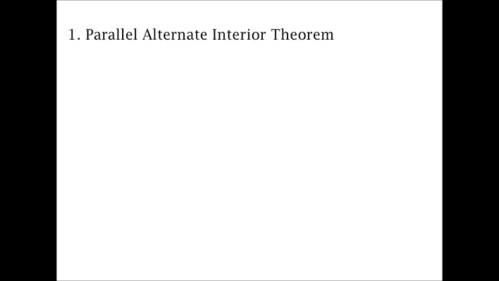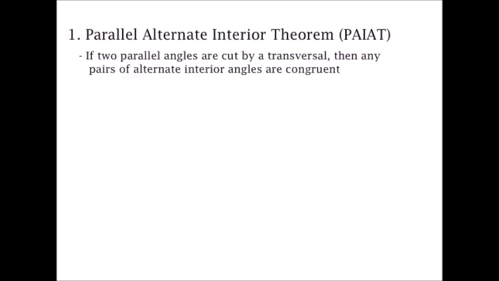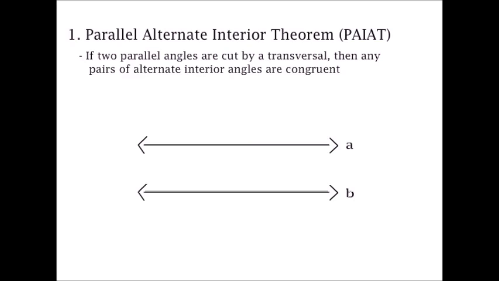The first one is the parallel alternate interior angle theorem, or PAIAT, which states that if two parallel lines are cut by a transversal, then any pairs of alternate interior angles are congruent. So if lines A and B are parallel and C is a transversal, then the measures of angles 1 and 5 are equal, and 3 and 6 are equal.